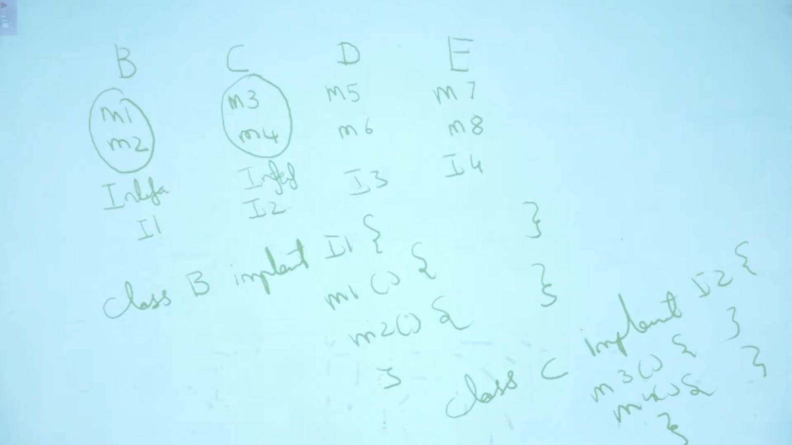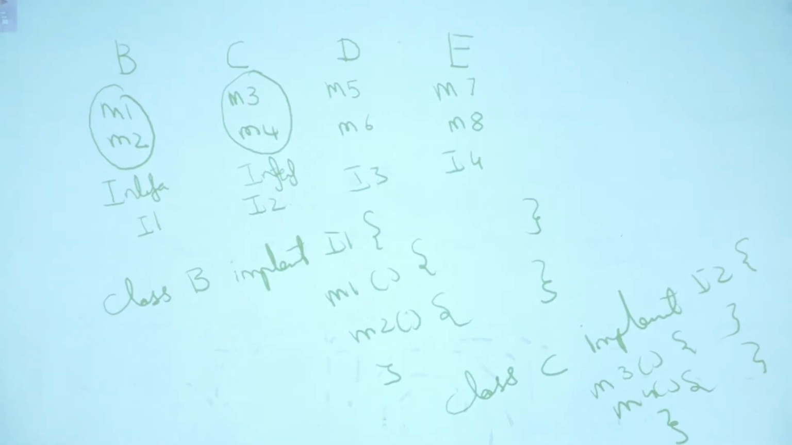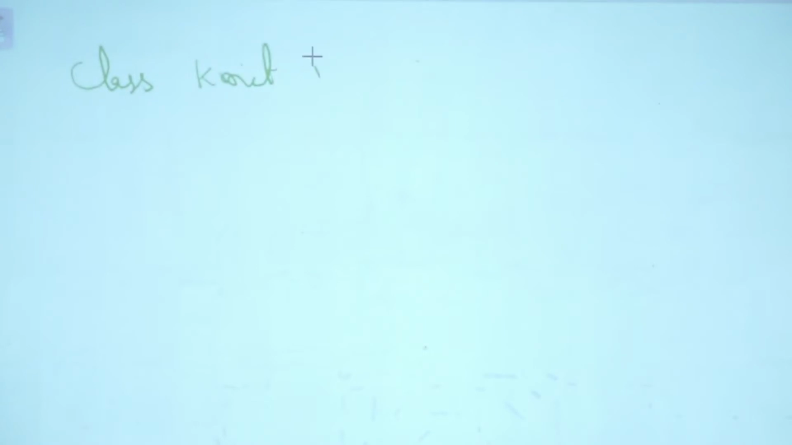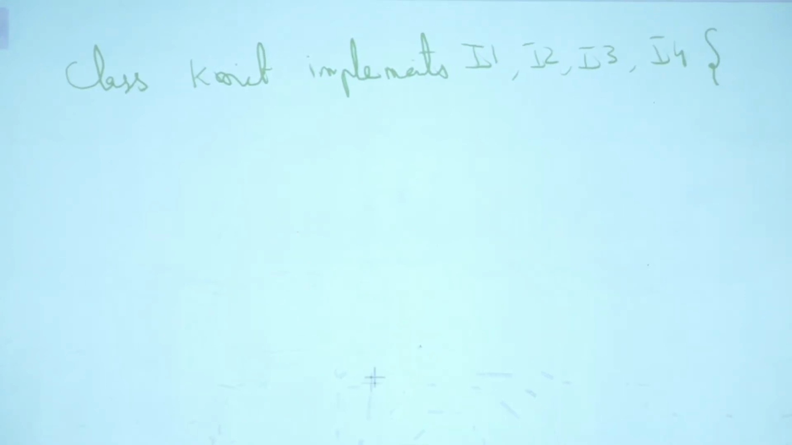4. Right? Now I am going to create a class, let's say class KMIT, and class KMIT wants all 4 behaviors. Behavior of I1, I2, I3, I4, which is all sitting where? One is sitting in class B, one is sitting in class C, and so on. So how will I design this special class which wants to have all this behavior? The way I would do it is, I would say class KMIT implements I1, I2, I3, I4.